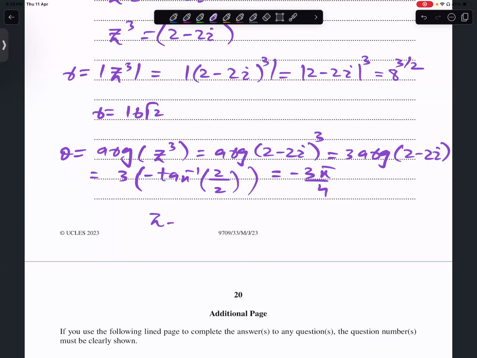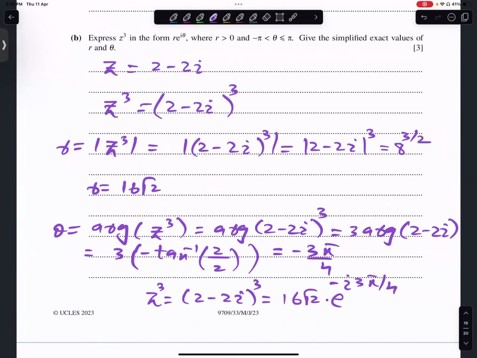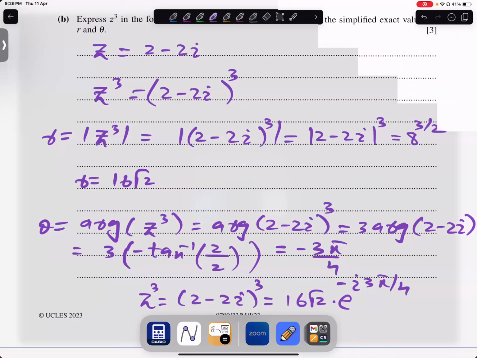So z cube is equals to (2 minus 2i) whole cube, and that is equals to r, which is 16 root 2, into e raised to power i theta, where theta is minus 3 pi by 4. This was the end of this paper. Inshallah, we will see in the next video the October November 3 variants.